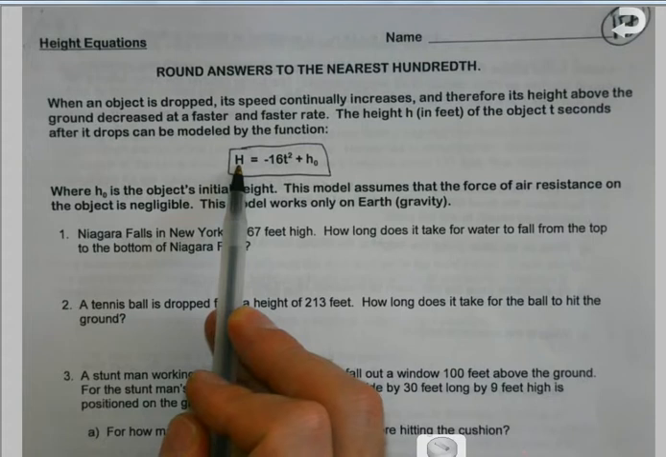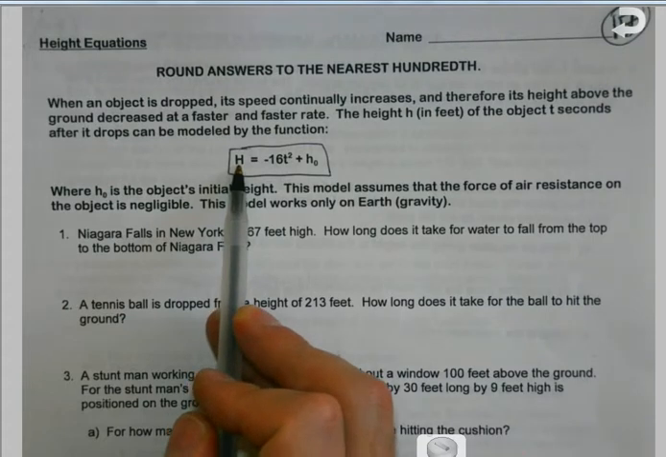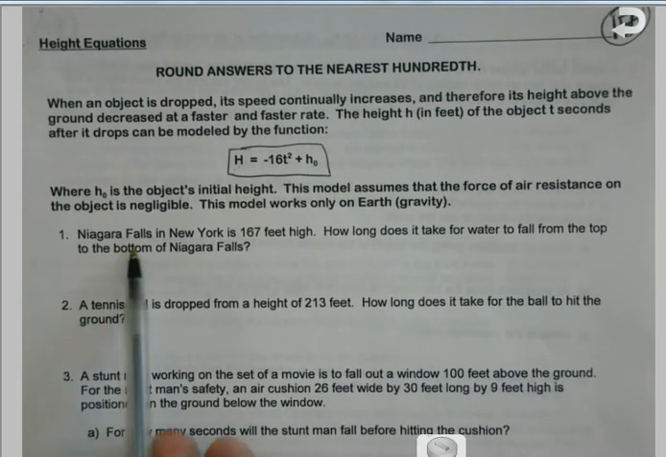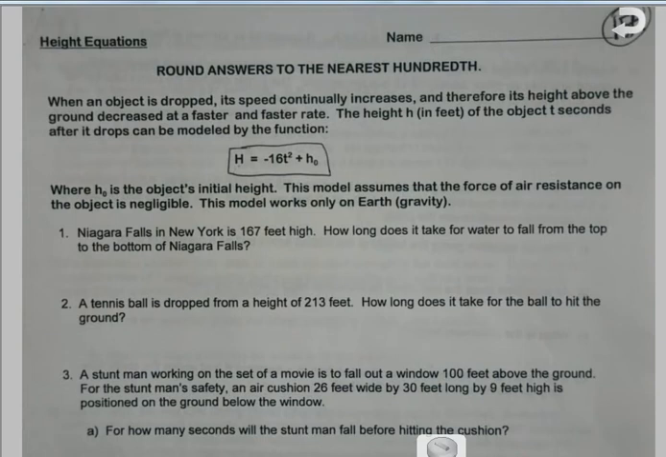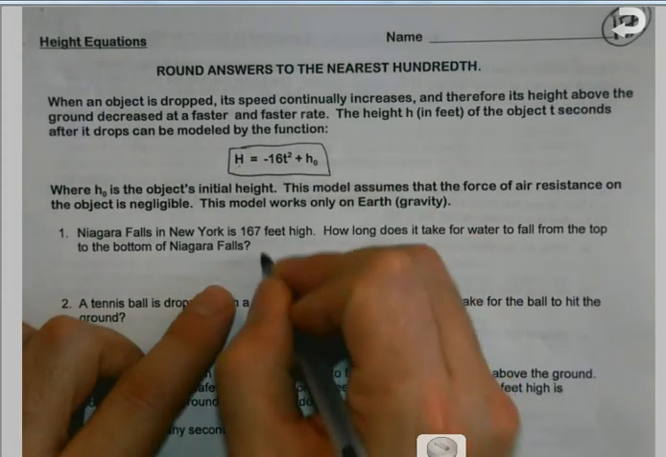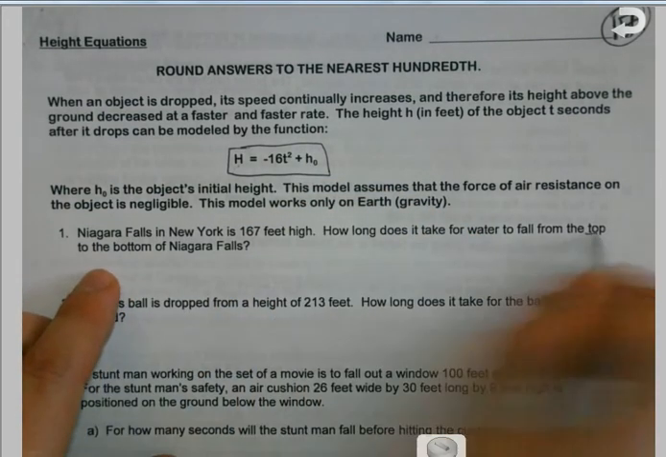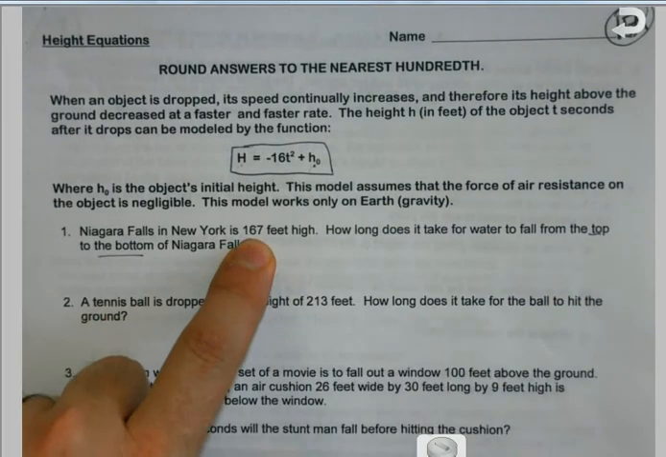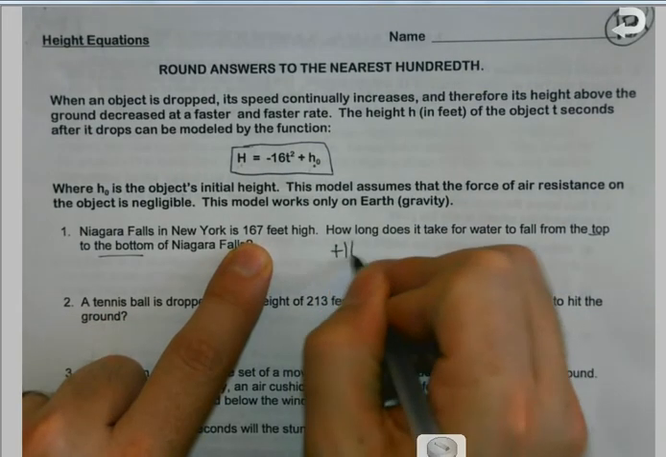Now sometimes it may say it ends at the ground. Well, that'd be 0. But other times it may have a specific spot that it ends and we have to watch for that. So, for instance, we've got Niagara Falls in New York's 167 feet high. How long does it take for water to fall from the top to the bottom of the falls? Okay, so from the top to the bottom. So the top would be my initial height, which is 167 feet high.